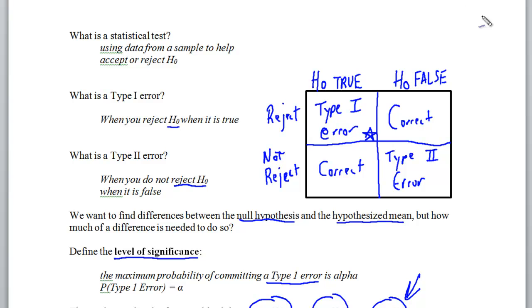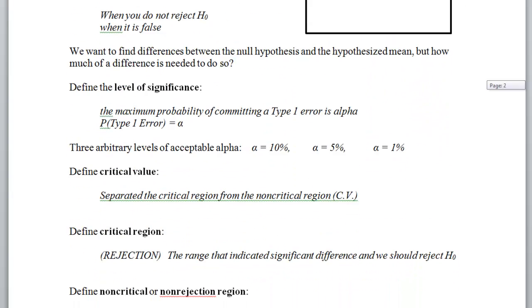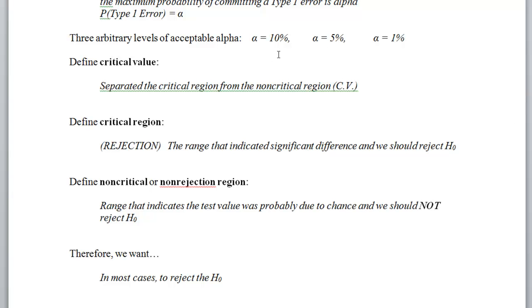I'm going to move this clicker down here. Okay, so we have to set up the idea that we have to be within a 10% chance of getting this wrong, a 5% chance, or a 1% chance. And that is going to make something called the critical value. The critical value separates the critical region from the non-critical region. So the CV, that critical value, is going to be very important because that's going to be our border. Everything to one side of the critical value is going to be not significant. Everything to the other side is going to be significant.